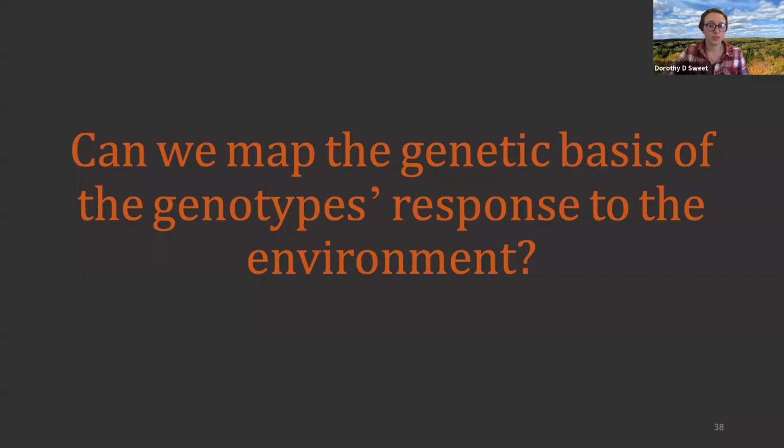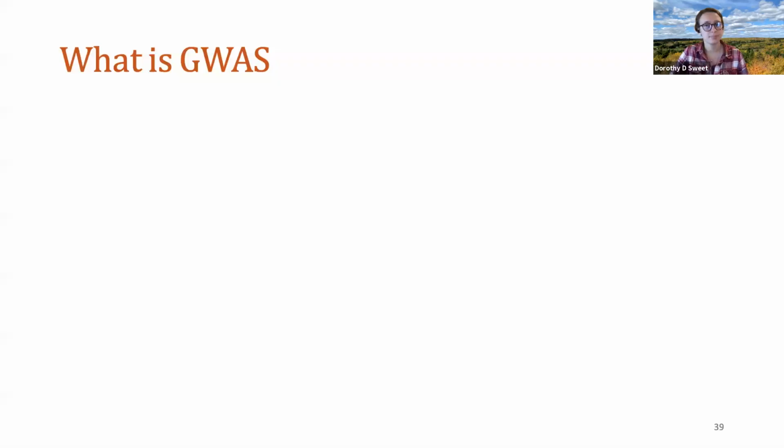But can we map the genetic basis of the genotype's response to the environment? So how do we go about answering this question? So considering all of the data that's already been collected on the Wisconsin Diversity Panel in those previous research papers I talked about, and all of the data I've collected myself, a genome-wide association study, or GWAS, seems like the best option. But what is that?